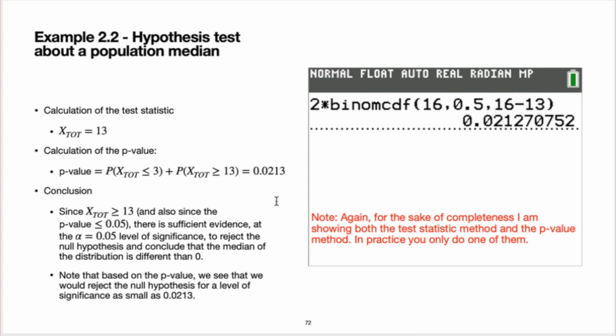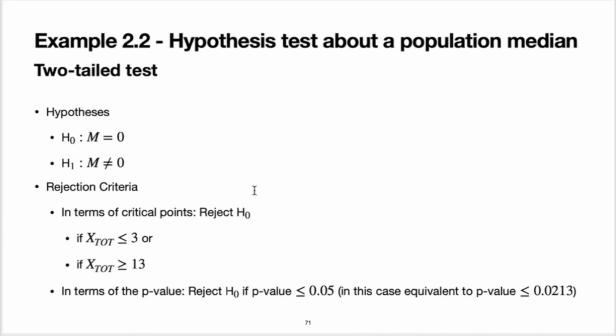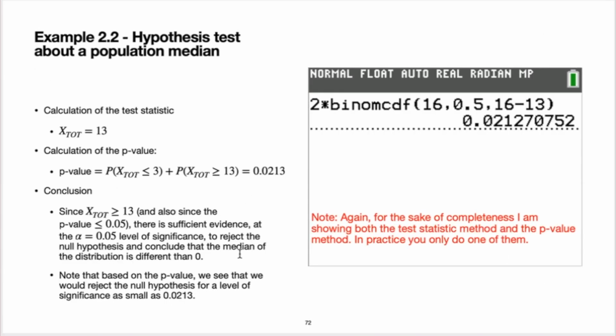Okay, so stating our conclusions, if we were using the test statistic and p-value method, then we would say since X-tote is greater than or equal to 13, or we could specify this in terms of the p-value, since the p-value is less than or equal to 0.05. But actually, what I would do is say since the p-value is less than or equal to 0.0213, there is sufficient evidence at that level of significance to reject the null hypothesis and conclude that the median of the distribution is different than 0.